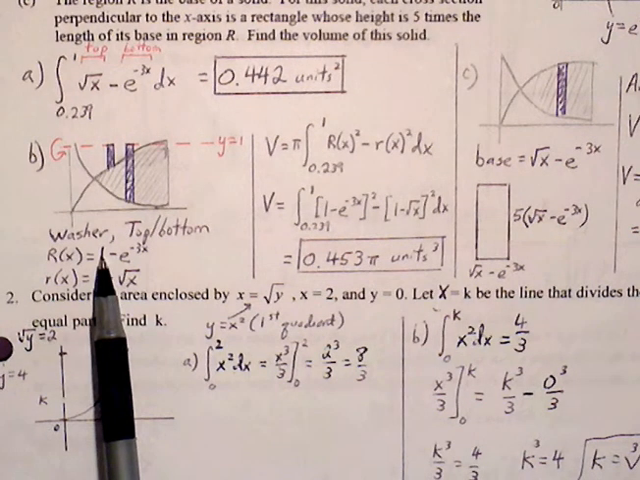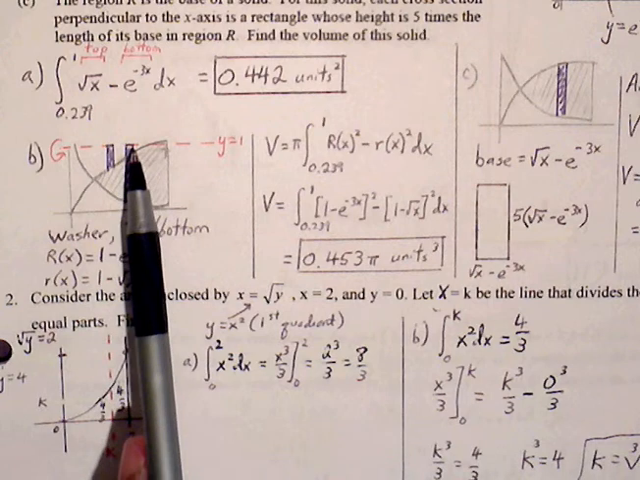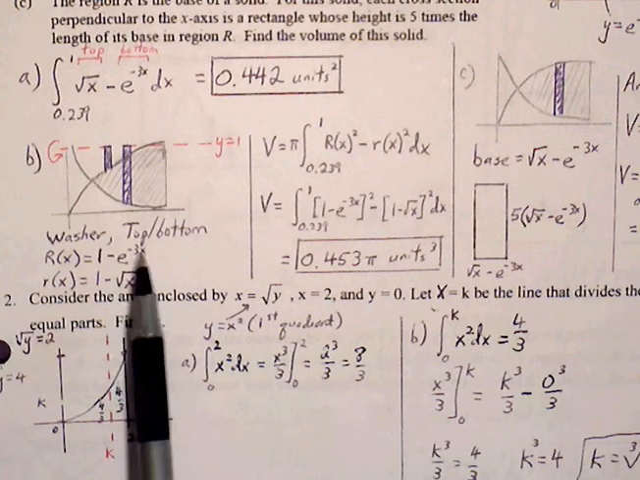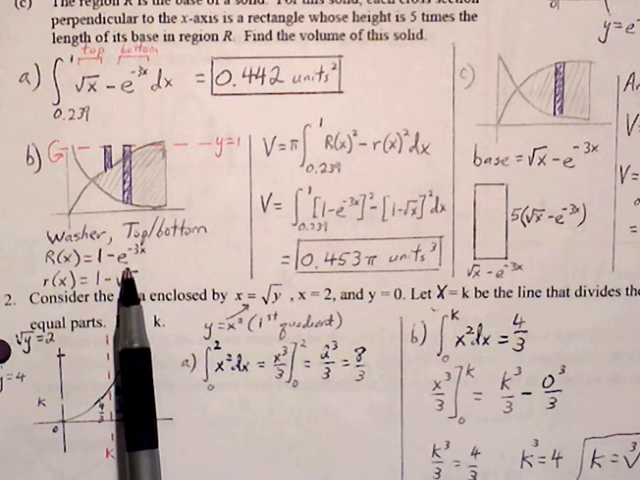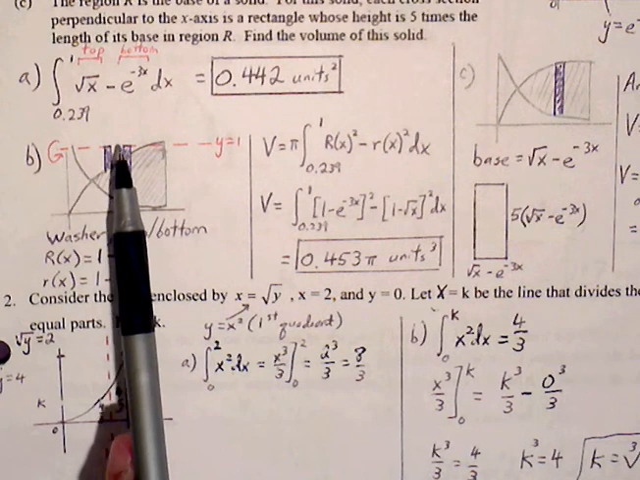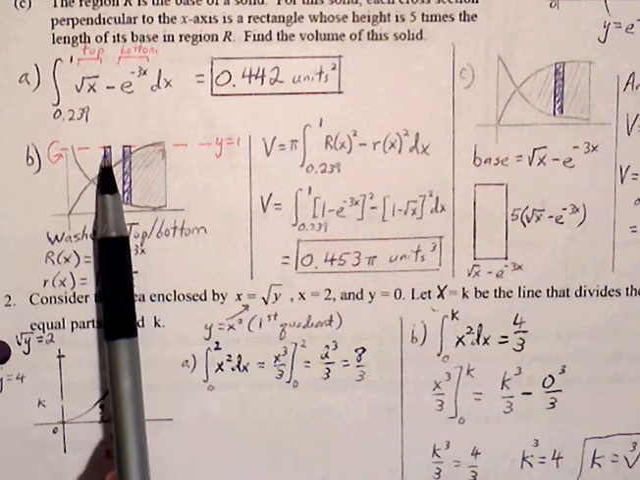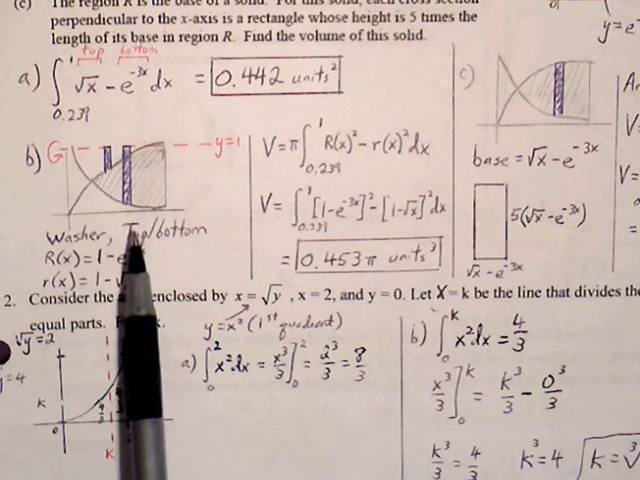So the top of the radius is hitting y equals 1. The bottom of the radius is hitting the e to the negative 3x. So 1 minus e to the negative 3x represents big radius. Okay, little radius is 1 minus root x. Top of the radius minus bottom of the radius.